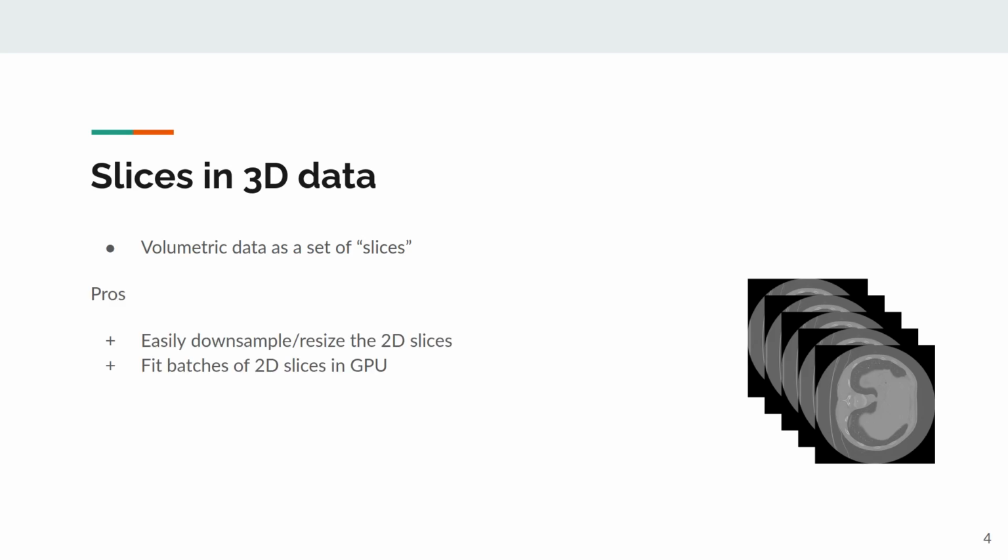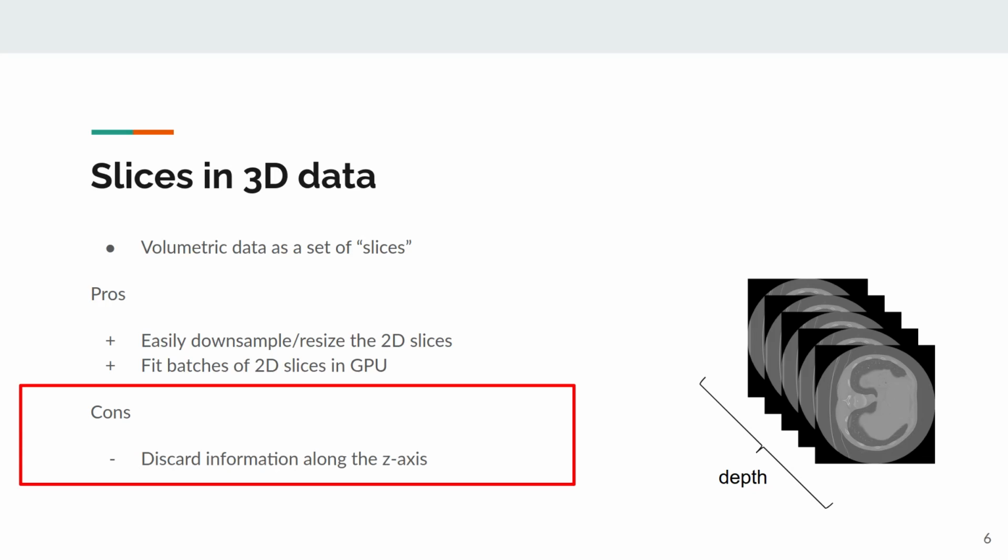An advantage of this method is that it enables practitioners to easily downscale the slices to the desired shape using standard resize operations, and at the same time being able to fit batches of images in GPU memory during optimization. An observation is that these 2D approaches discard information along the depth dimension or z-axis and prevent preserving 3D context, which leads to non-optimal performance.